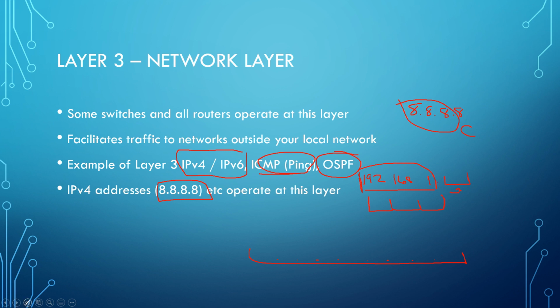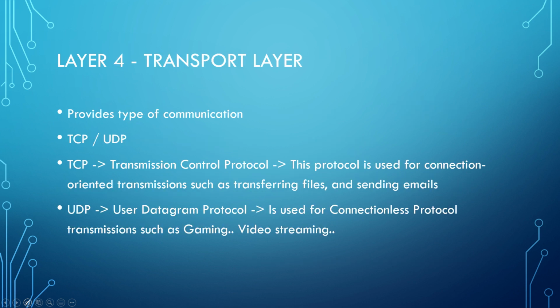So after the layer 3 network, we're going to move to the layer 4 network. Now the layer 4 network is the transport layer, and it provides the type of communication. Now there are two different types of communications.